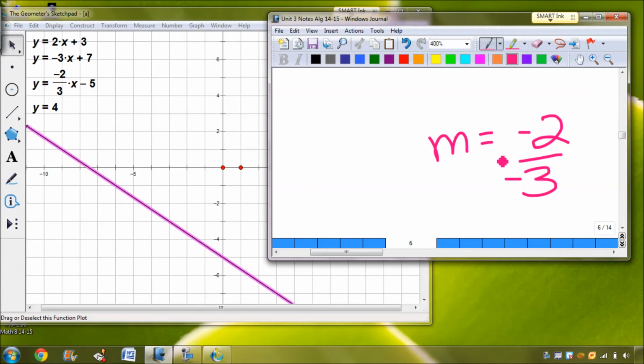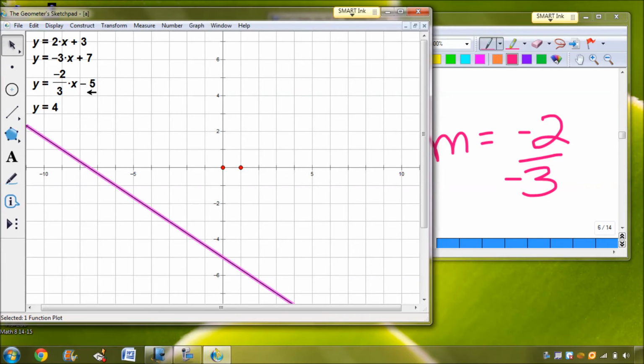But if they're both negatives, it would become a positive, and then the line would be going up this way instead of going down that way. All right? Now, the last one that we have here, if you guys notice, the y equals 4 is my equation, but there's no x there. So what's the coefficient in front of the x? Well, if there's no x, then the coefficient is 0. So the slope is 0.